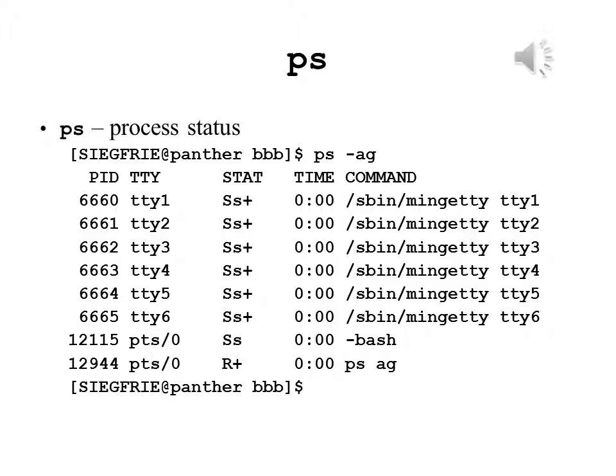ps stands for process status. In this particular case, what we are writing is ps -ag, which gives all the listings for the programs that we happen to be running. And here you can see them all listed: process identification numbers, terminals associated, and so on.